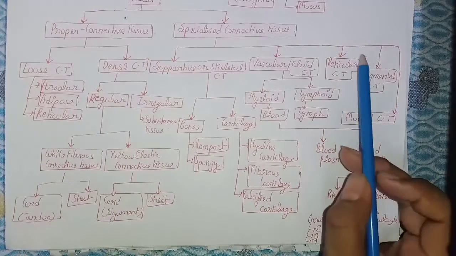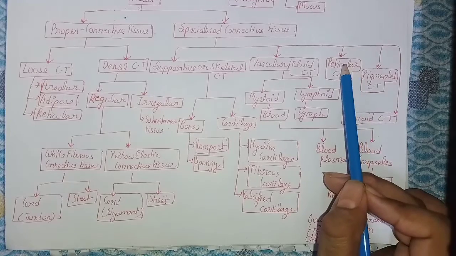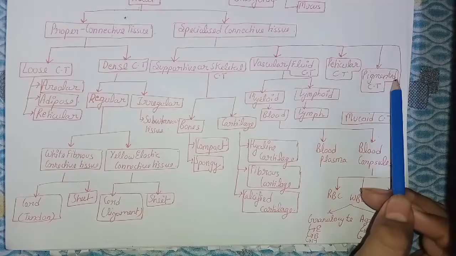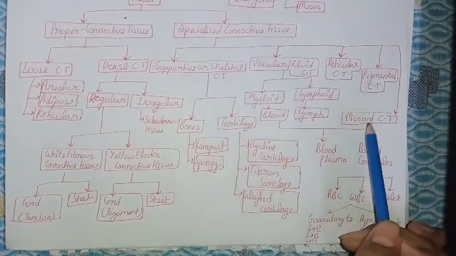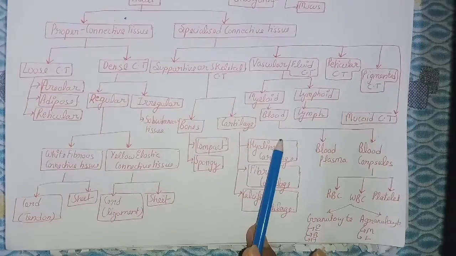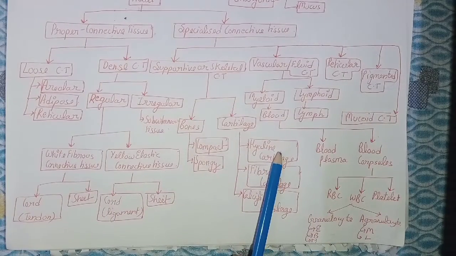Now coming to reticular connective tissue, it is also a part of specialized connective tissue, and pigmented connective tissue is also a part of specialized connective tissue, and mucoid connective tissue. So this completes our total chart on the connective tissue. Now coming to the connective tissue topic in detail.